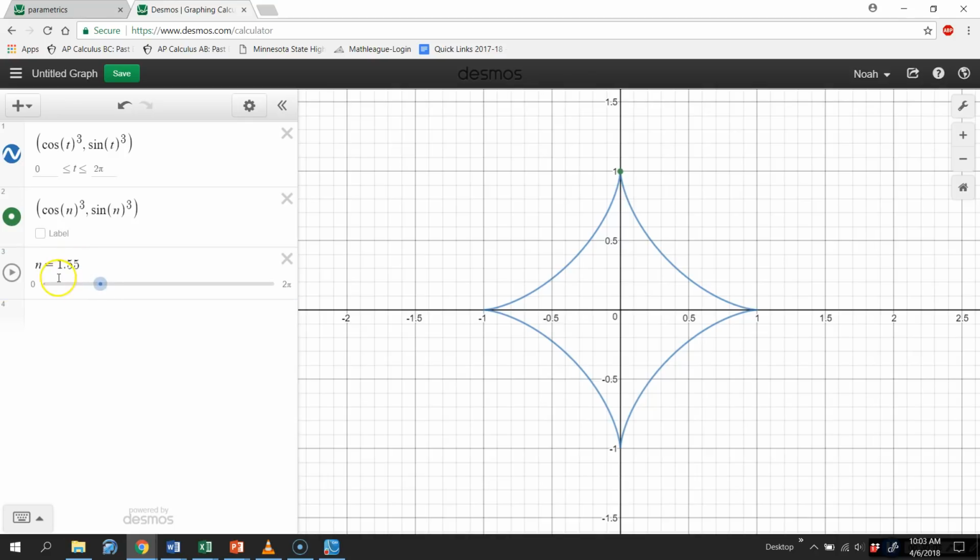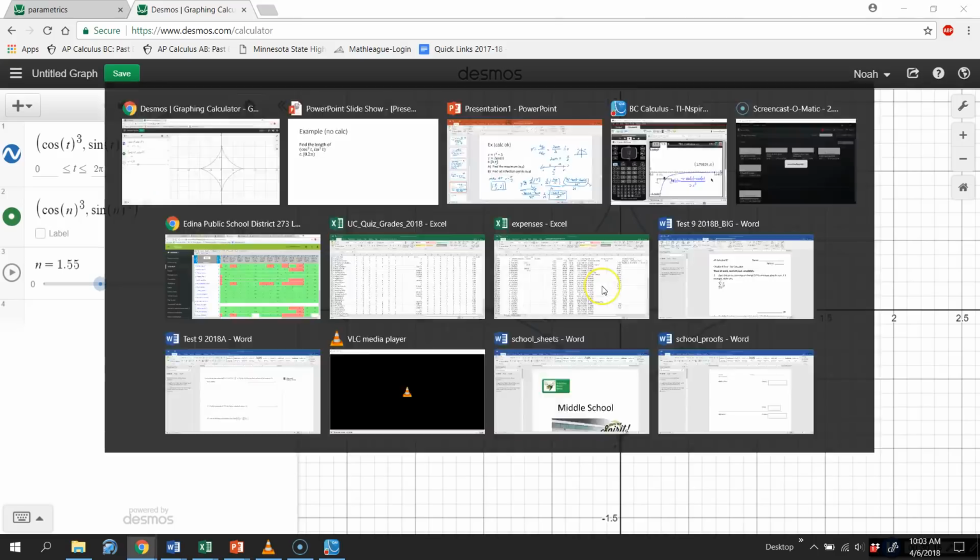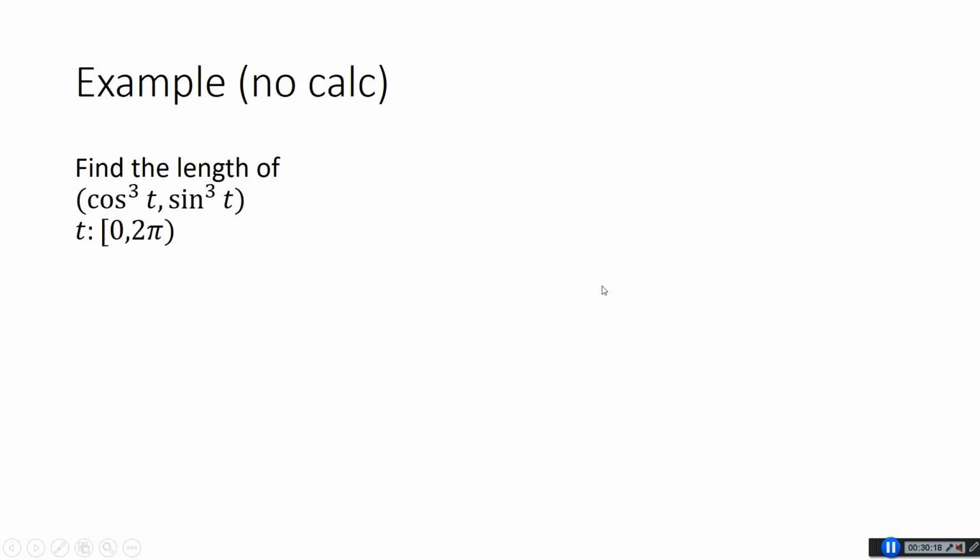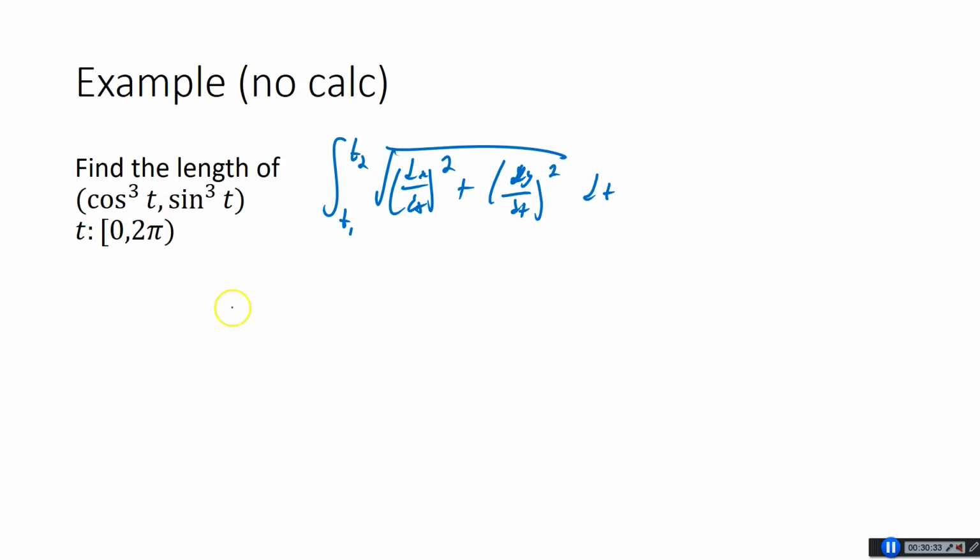Yep, about 1.5. So what I'm going to do is I'm just going to find the length of that first part, and then I'm going to multiply it by 4. That's really useful, the symmetry thing, because sometimes what happens if you integrate from 0 to 2 pi, it'll turn into 0. So we're going to use our formula. We're going to integrate from t1 to t2, square root of dx dt squared plus dy dt squared, dt. So we're integrating from 0 to pi over 2, because we're just going to do a quarter of it.